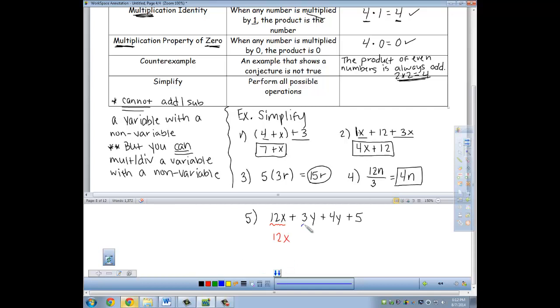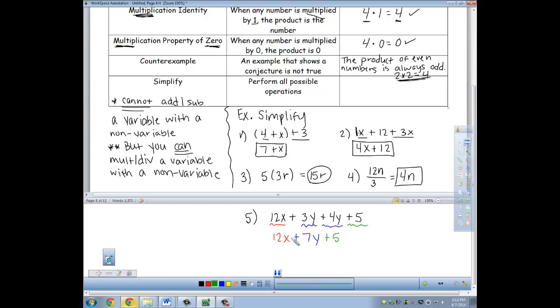Next, let's look at 3y. I'm looking for other y's. Oh, found one. 3y plus 4y. If I have 3 y's and I add 4 y's to it, I get a total of 7 y's, so plus 7y. And then over here I've got this lonely plus 5. There's nothing else that's just a plain number. Everything has a variable, so this plus 5 is going to stay how it is.